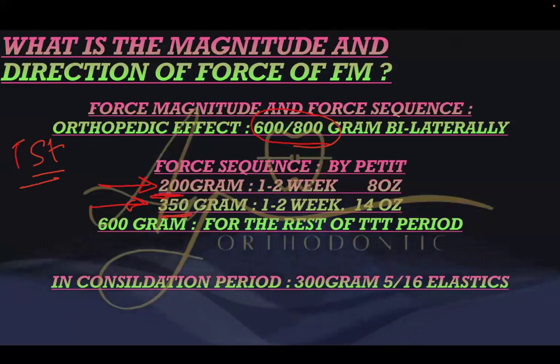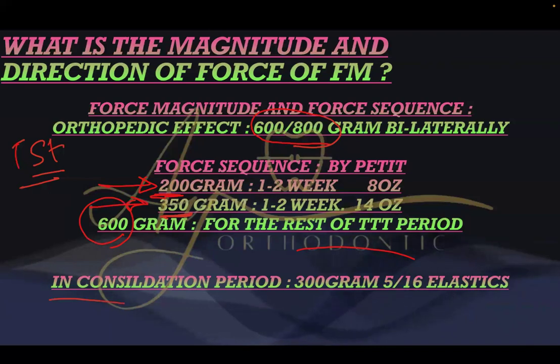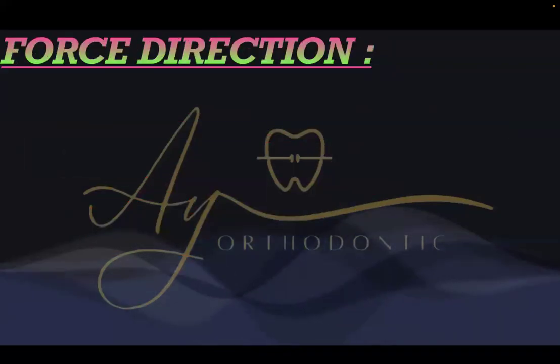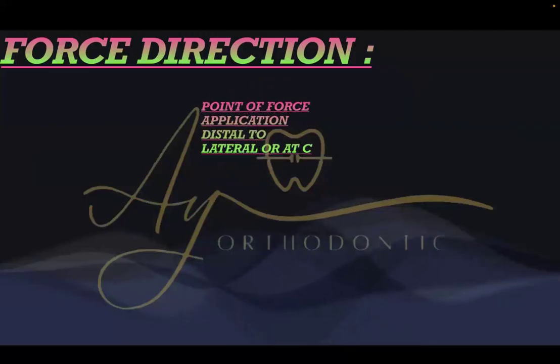okay? And after that, I'm going to increase the force to 600 grams, okay, for the rest of the period. So in the first month, I'm going to do it gradually, okay, using light, medium elastics, 3/16. In the consolidation period, I'm going to maintain the force at 300 grams using 5/16 elastics, large elastics, okay? What about the force directions?